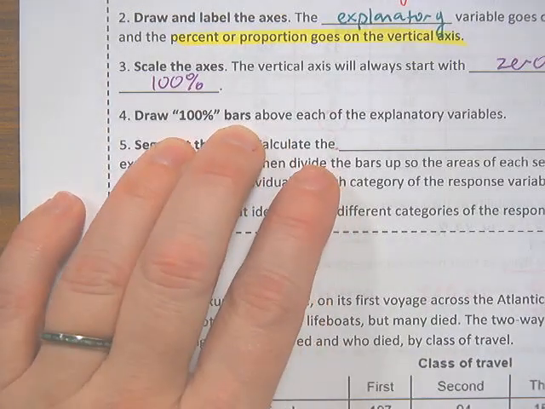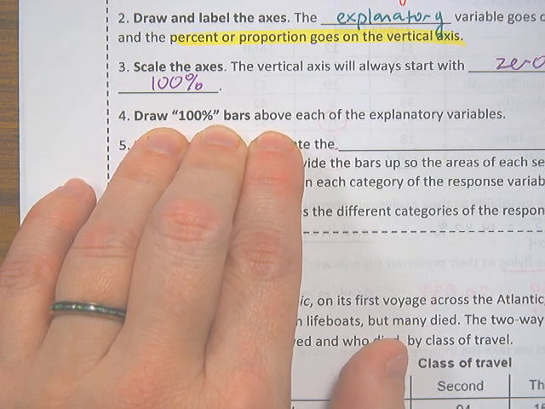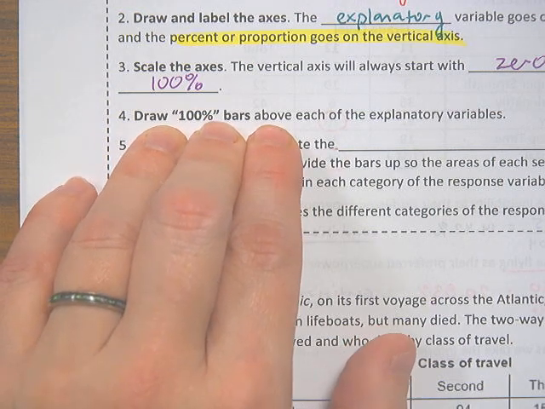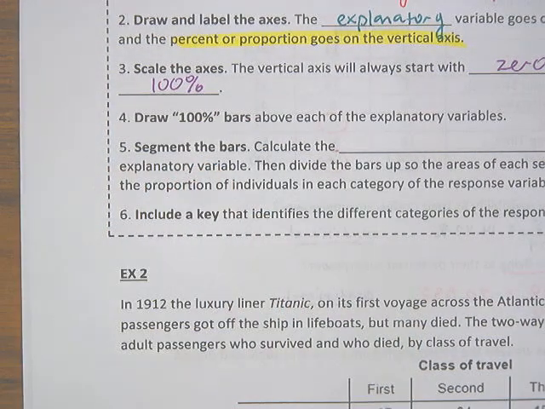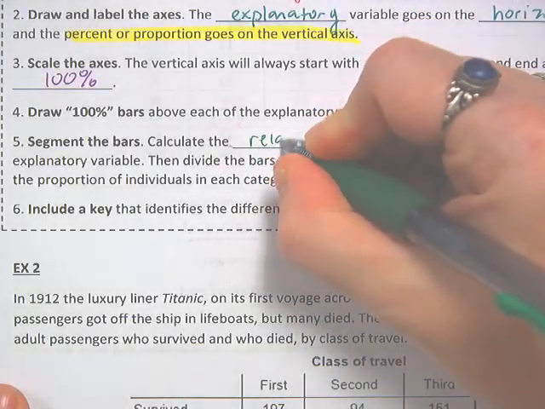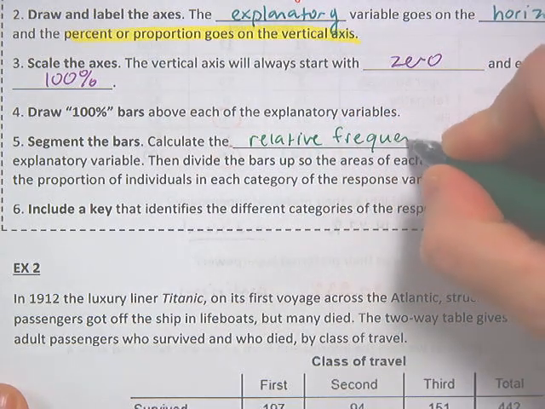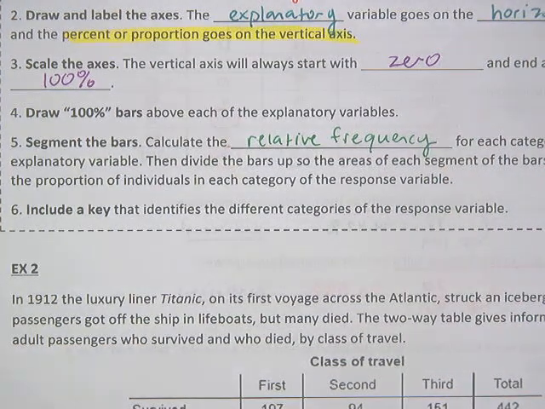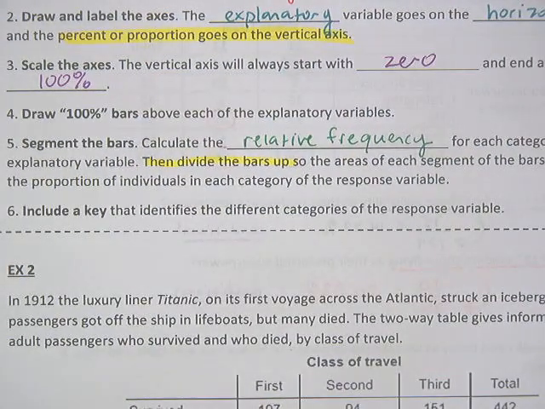Then, this is one of the only types of bar charts where you're already going to be able to know exactly how tall to draw each bar. You're going to draw each bar all the way up to 1 or 100%. And then where the mathy part comes in is step 5. You're going to make the segments. And to do that, you're going to have to calculate the relative frequency. That's what we practiced last class. Find the proportions for each category of the explanatory variable, and then you're going to divide the bars up. And the area of each segment corresponds to the proportion.